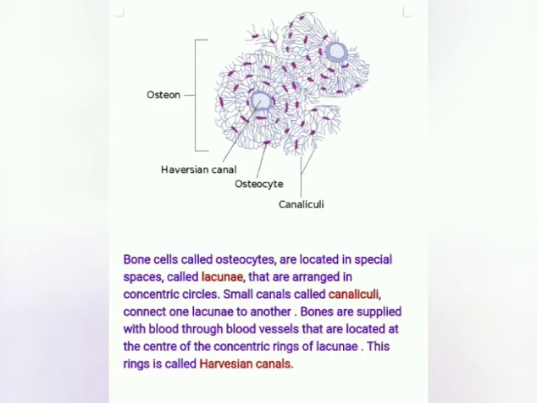This is how the bone tissue looks like. Osteocytes are located in special spaces called lacuna that are arranged in concentric circles. Lacuna are connected to each other through small canals called canaliculi. Bones are supplied with blood through blood vessels that are located at the center of concentric rings of lacuna. These are called Haversian canals.